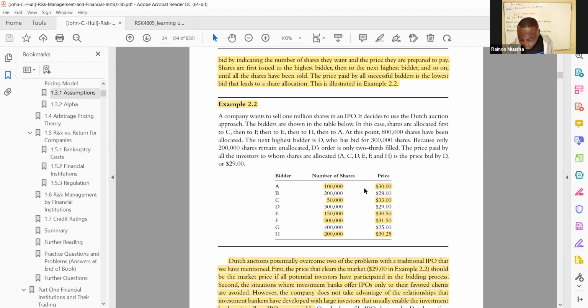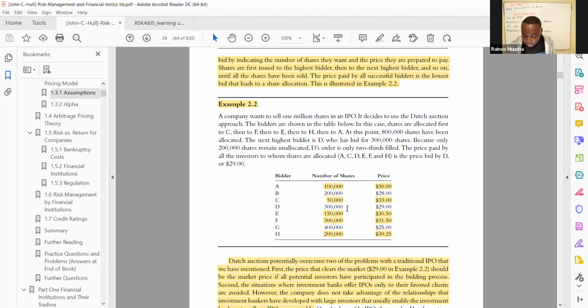Then from there, the next highest bid in this case is D. And D offered $29 and he indicated that he needs 300,000 shares. So now there's only 200,000 shares remaining, and he's indicating that he wants 300,000 shares. So it basically means that instead of getting 300,000 shares, he's only going to be able to get the remaining shares.